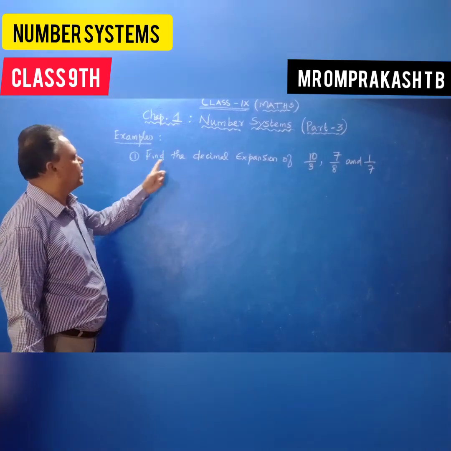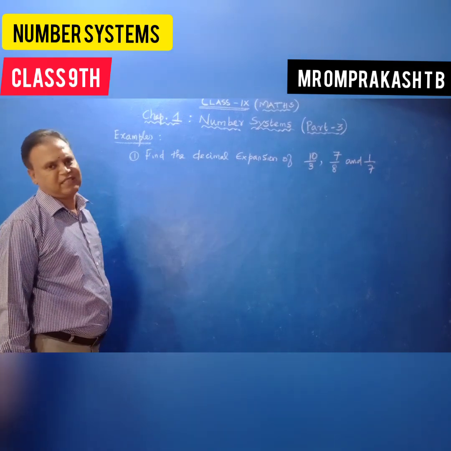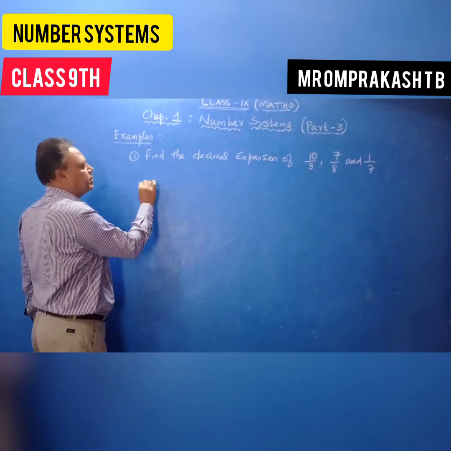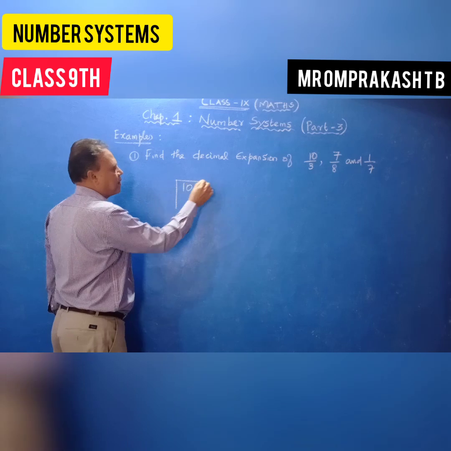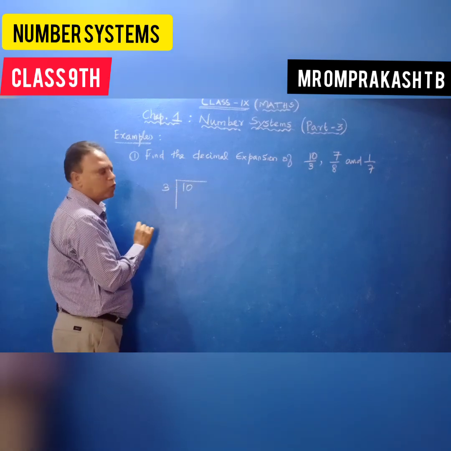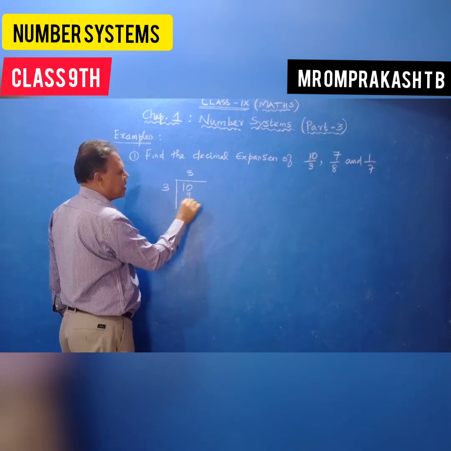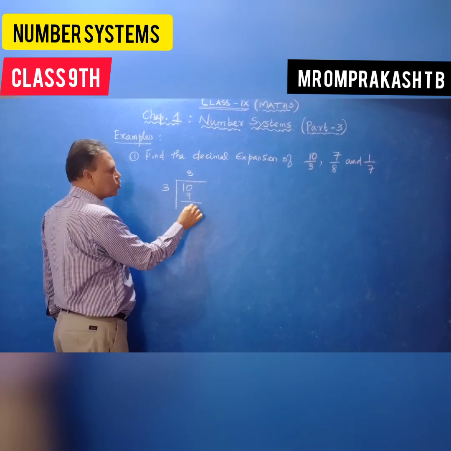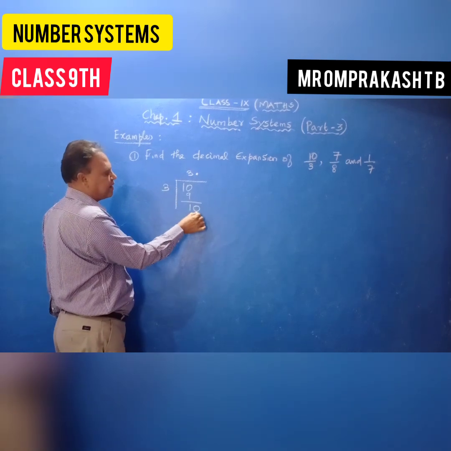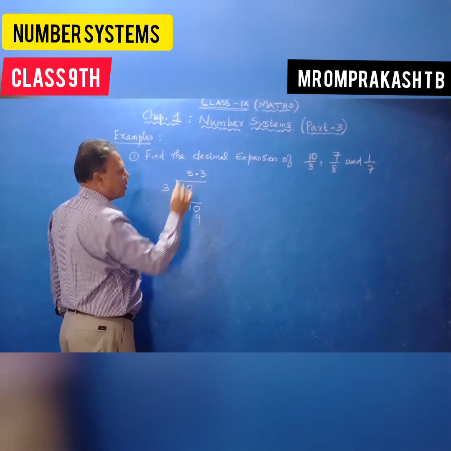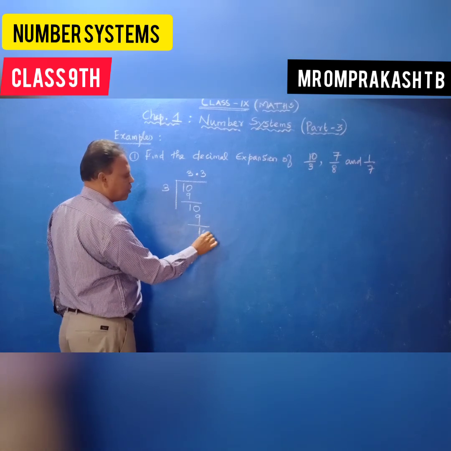Find the decimal expansion of 10 by 3, 7 by 8 and 1 by 7. Now first we will see 10 by 3, just ordinary division. 10, you write inside 3. How many times will it go? 3 times. Now write 9. Again 1 cannot be divided, so if you add 0 here, keep the decimal point. Again you are getting 10. So how many times? 3 times will go. 9 you put, again remainder 1. Again one more 0 you can put.